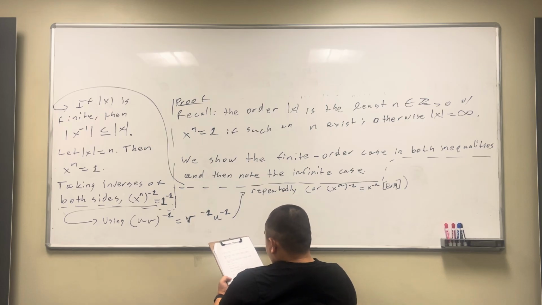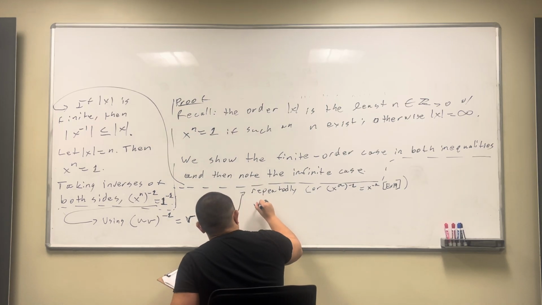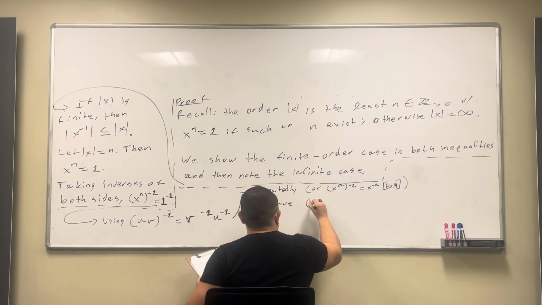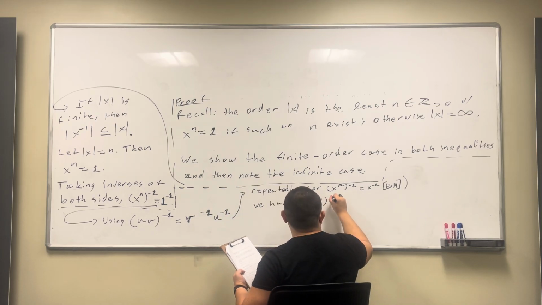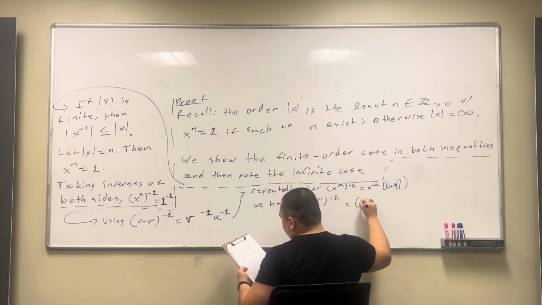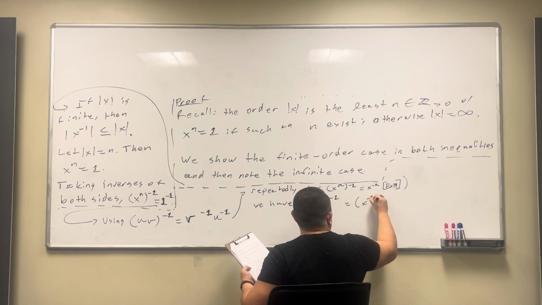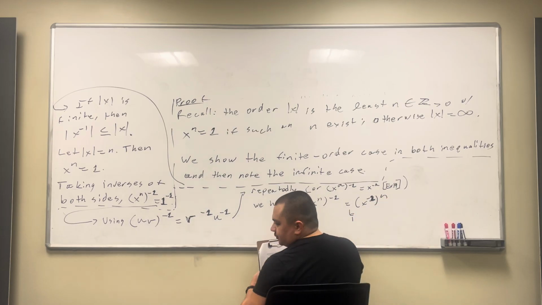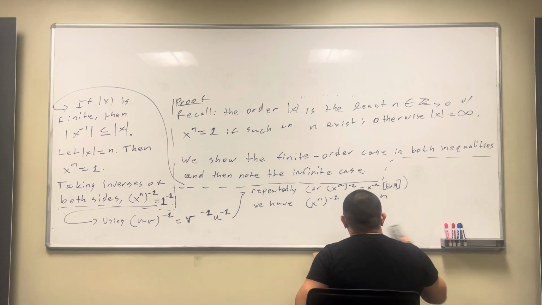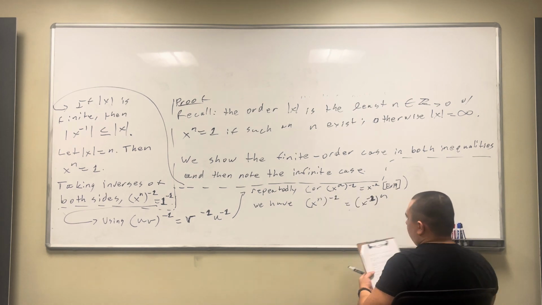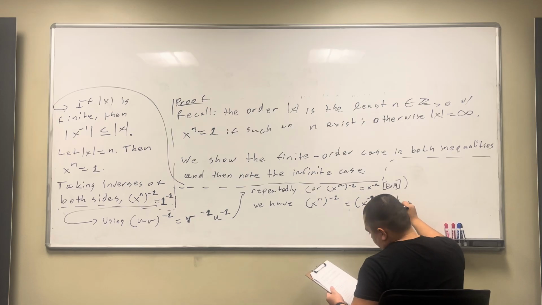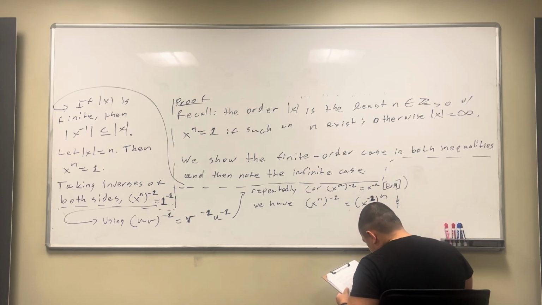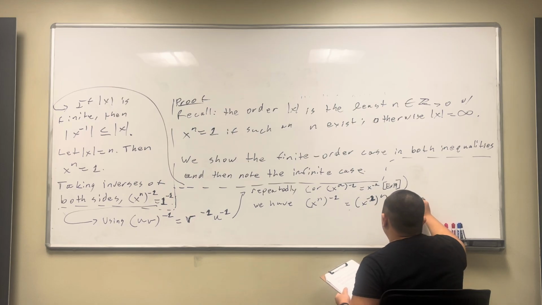And so what does this look like? Well, we have (x to the power n) to the power negative 1 is equal to (x to the negative 1) to the power n, and 1 to the negative 1 is equal to 1.